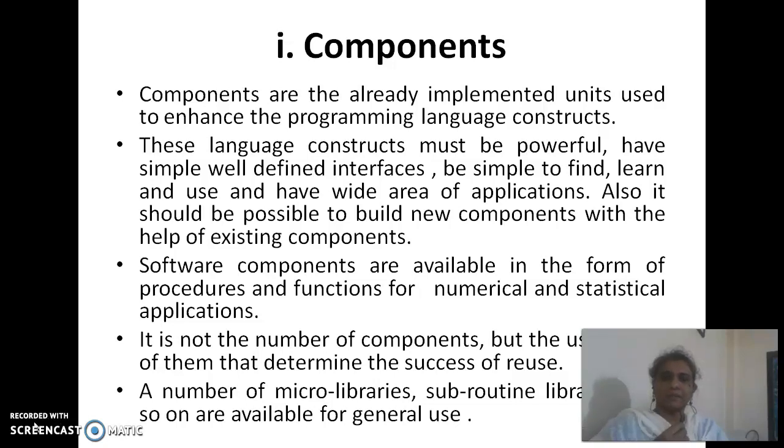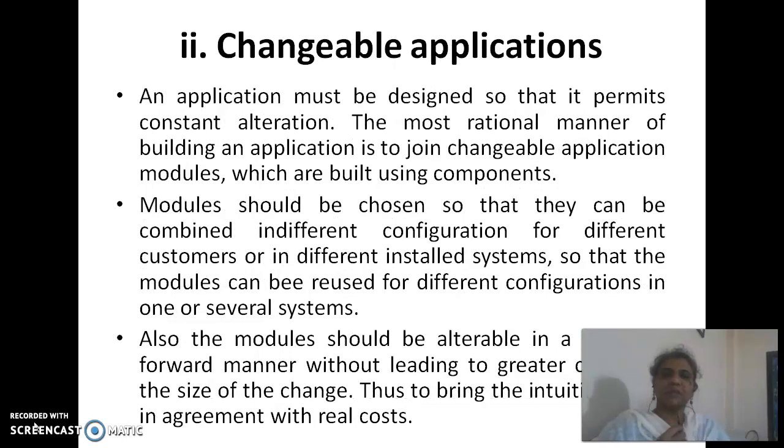Software components are available in the form of procedures and functions for numerical and statistical applications. It is not the number of components, but the usefulness of them that determines the success of reuse. A number of micro-libraries, subroutine libraries, and so on are available for general use.